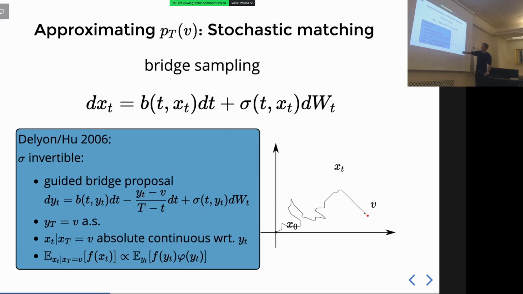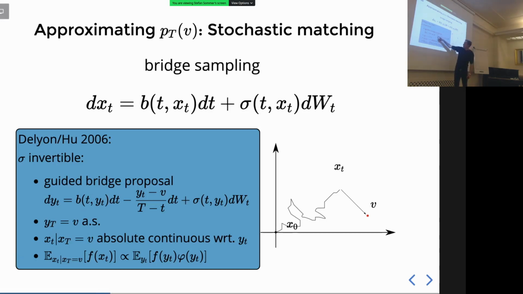If we don't do anything, then it will radiate out in all kinds of directions, and the probability of actually going there will be 0. So how can we ensure that it goes there? Well, one idea, put out by Delyon and Hu in 2006, is to make what's called a guided proposal process. That's the original SDE, but now we add a forcing term, a new drift term, that takes the difference between the current value of the process and the target, and then forces it that way. And it does so with increasing force, because capital T was our end time.